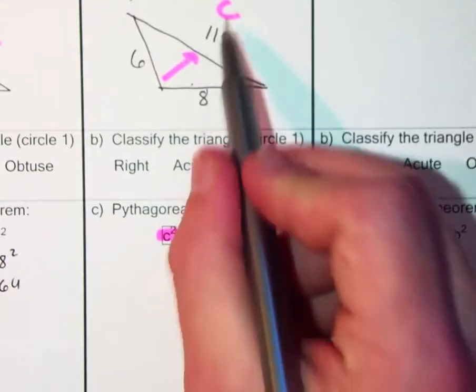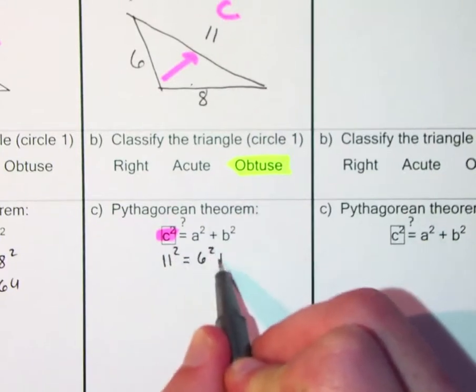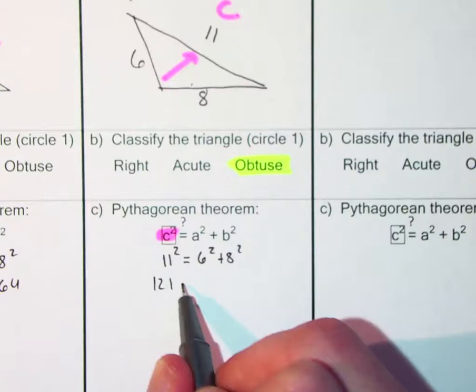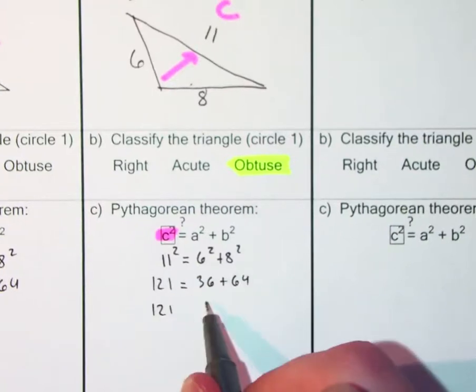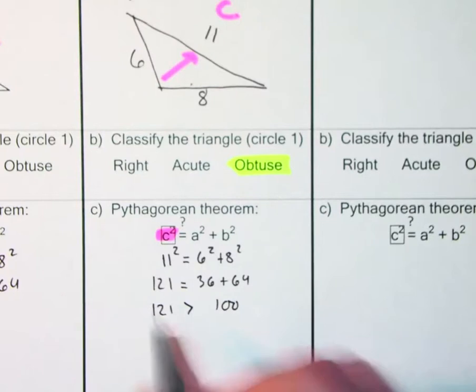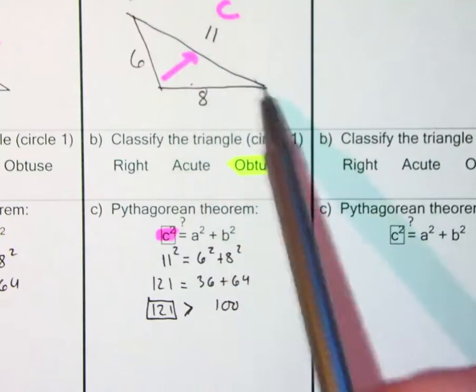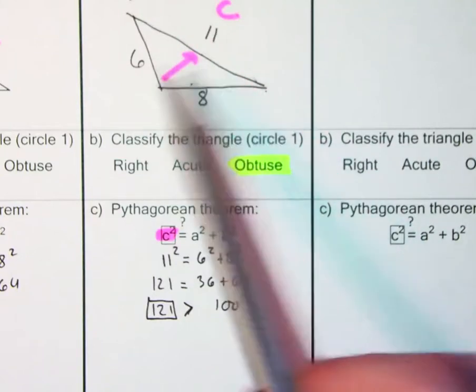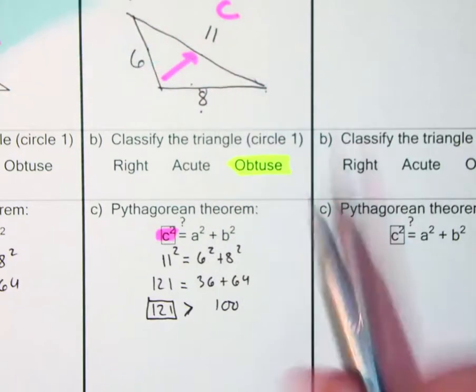Let's go ahead and substitute in. Our c is 11, and then we have 6 and 8 for the legs. And this 121, that was our longest side. Notice it's bigger. So if the longest side squared is bigger than the squares of the legs summed up, then you're going to end up having an obtuse triangle, because as this longest side got bigger, this side and this side had to open up further to let it in. So that's going to be obtuse.